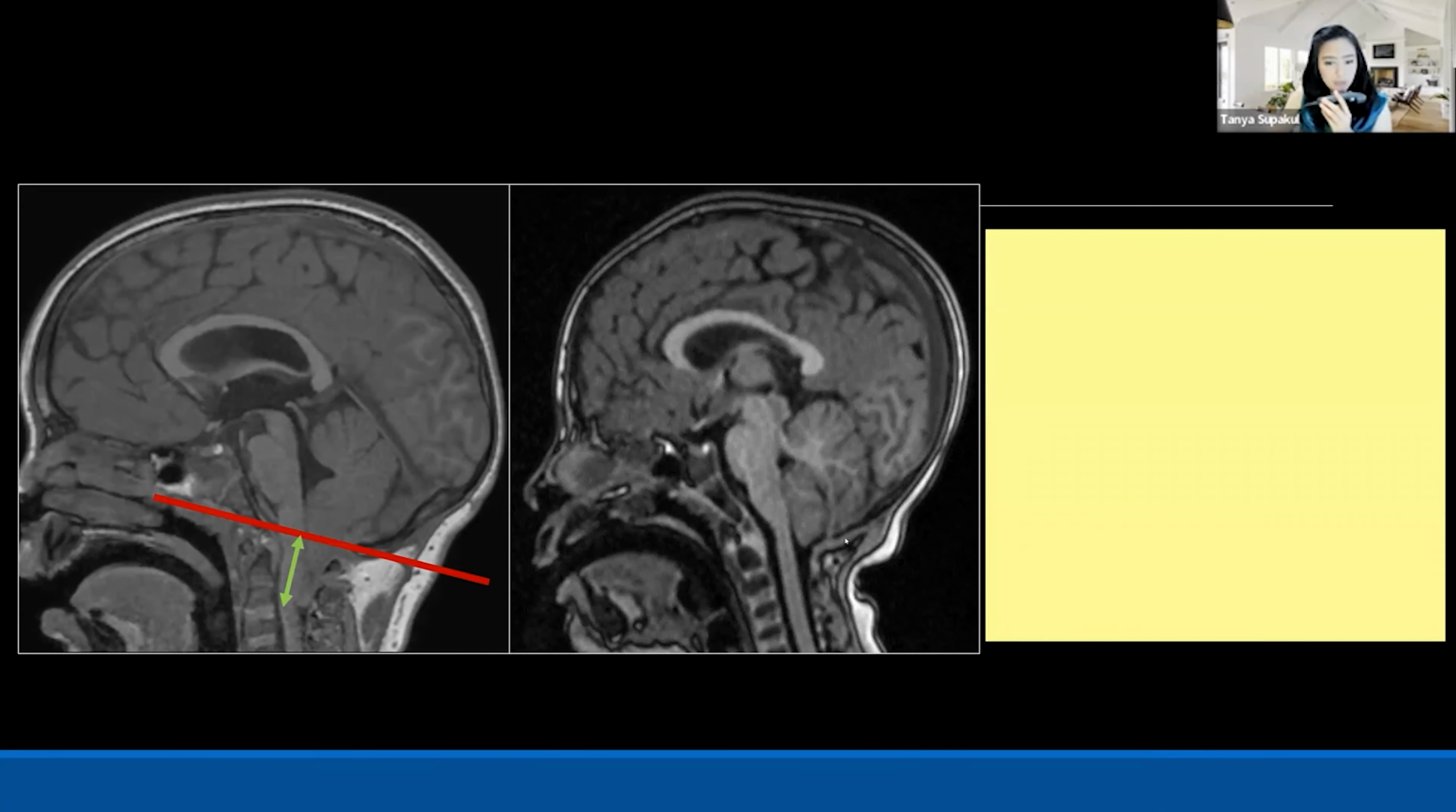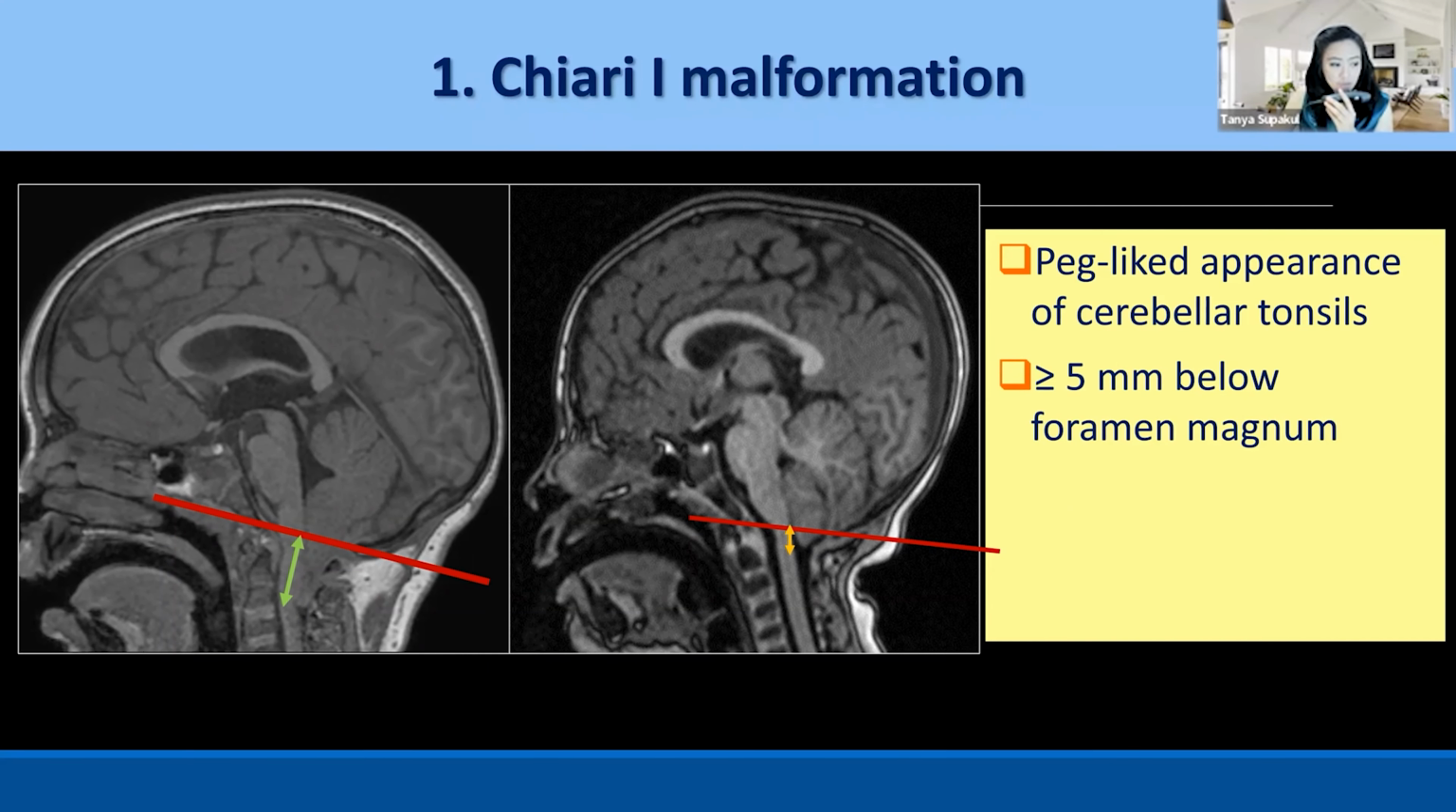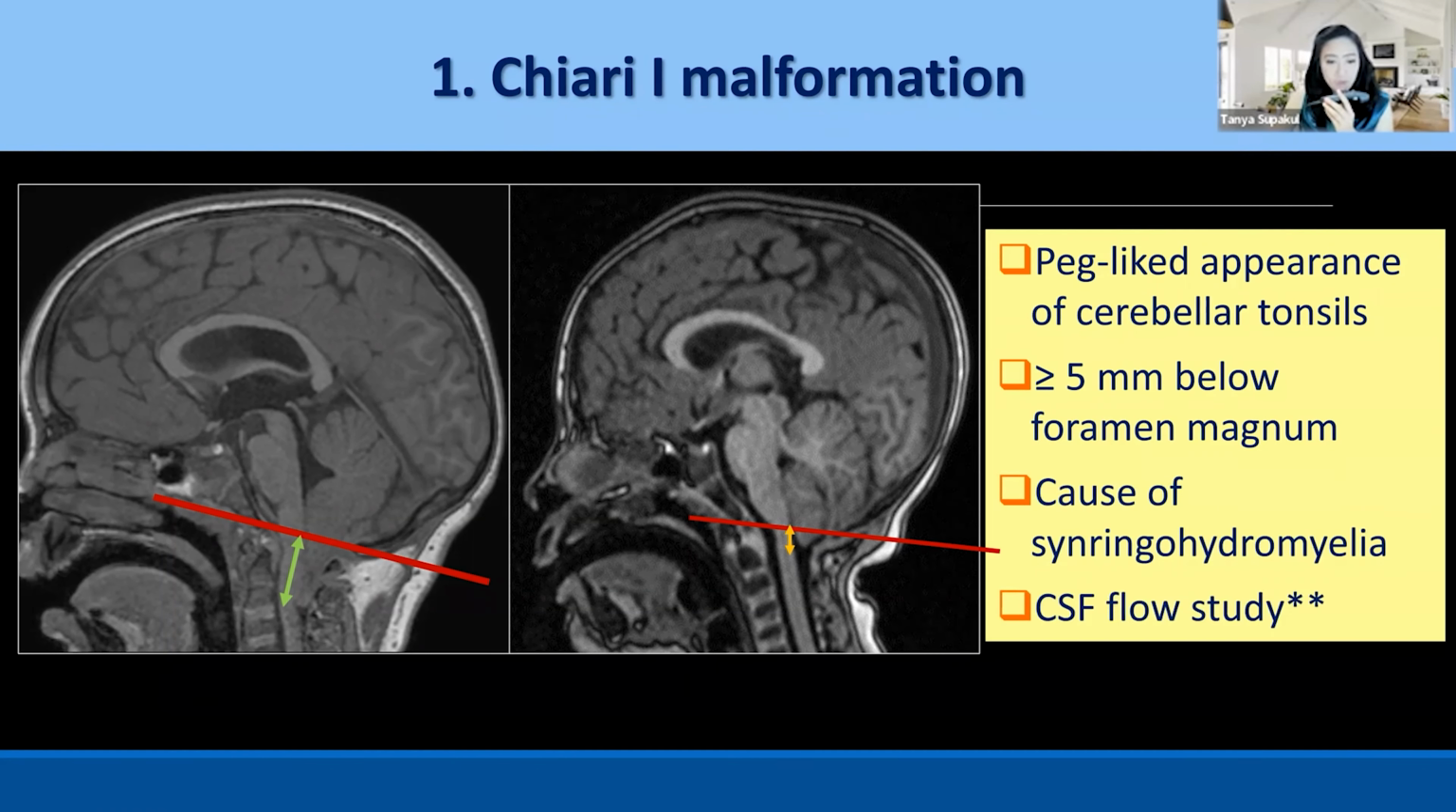Compared to this patient, it may be a little bit difficult. If you don't pay attention by drawing the lines, you're going to miss that finding. When you draw the line and you go left and right, you can see also the peg-like appearance and low lying of the cerebellar tonsils, and this one is more than 5 millimeters. So this is a Chiari 1 malformation that can cause syringohydromyelia. And when you do the scan check, you need to teach your technologists to look at the images. When they see this, you can ask them to add a CSF flow study to see any obstruction or decreased CSF flow in that location.